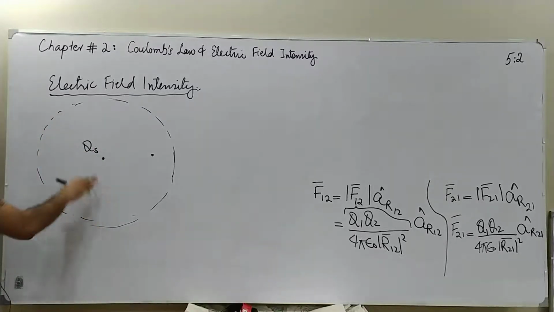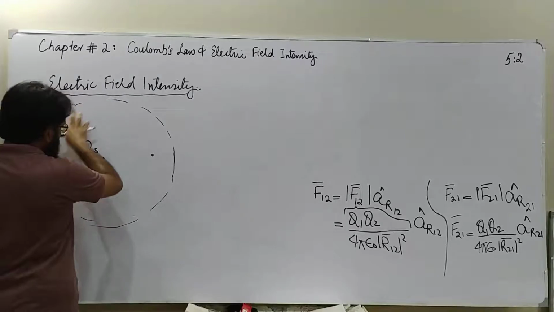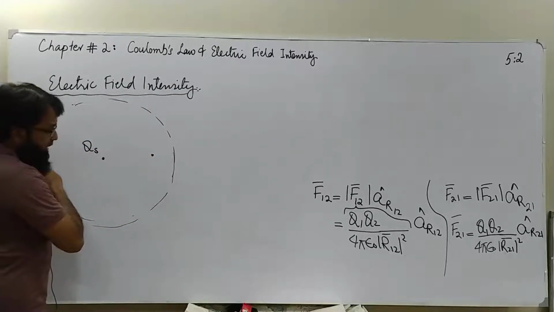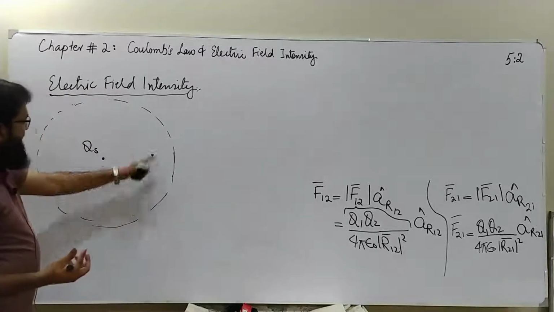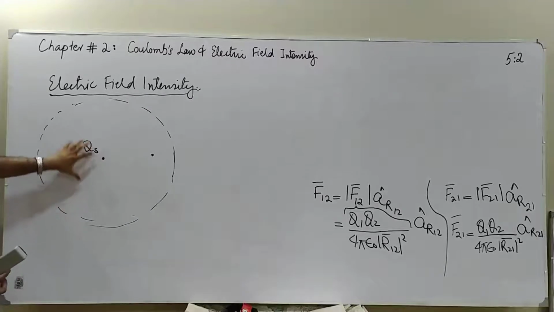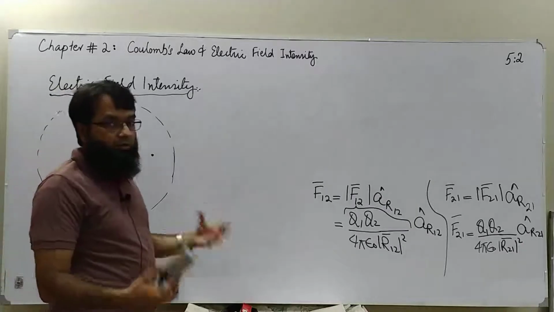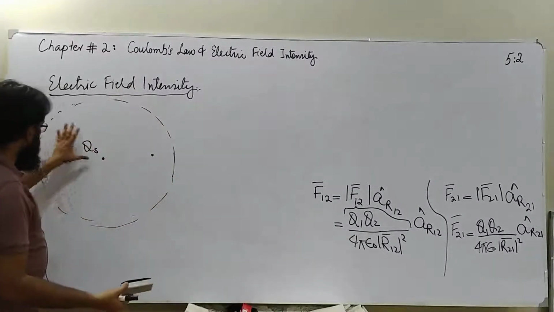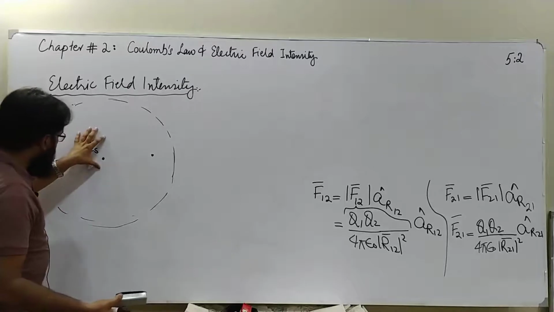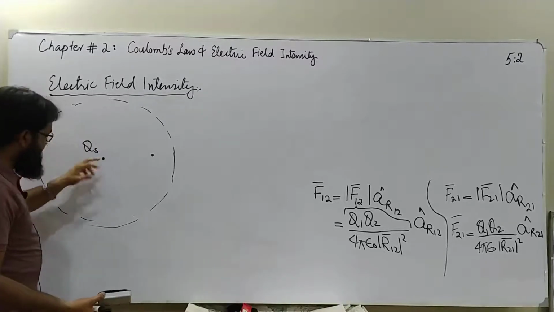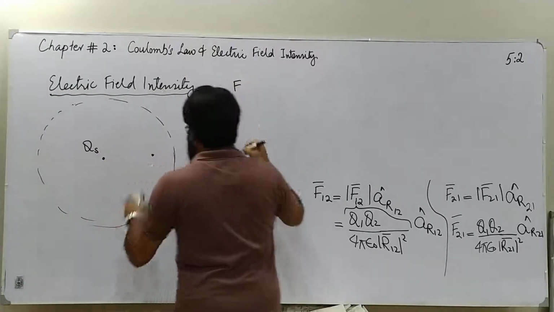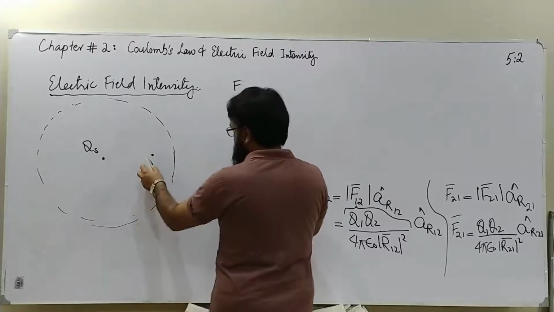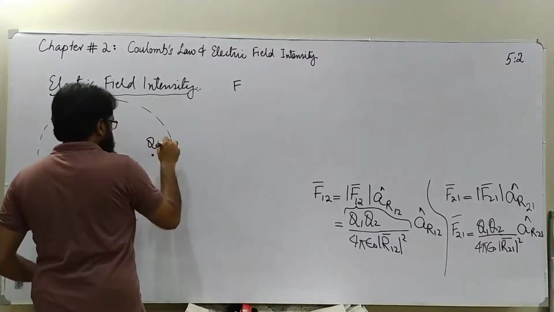If I want to find or define the field of the source charge, I need a formula which should be independent of any other charges, which should have only QS in that formula, or in that definition. The only thing which should be there is the QS, that is the source charge. Can we use the formula for Coulomb's law to define the force on this second charge, which we normally call the field charge?